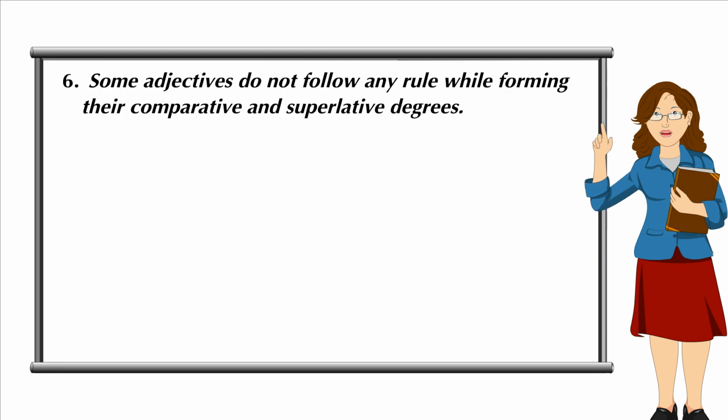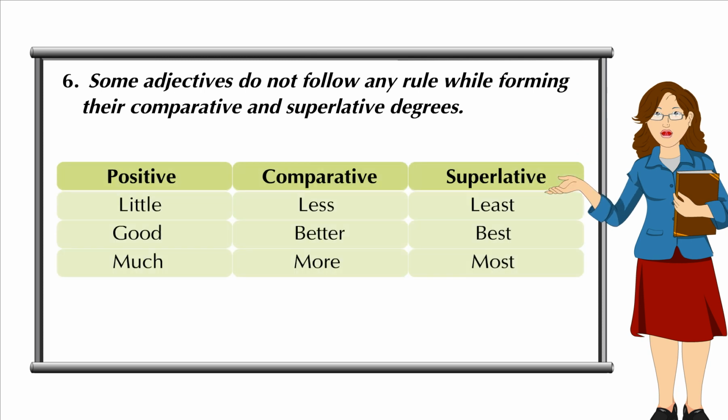6. Some adjectives do not follow any rule while forming their comparative and superlative degrees. Positive, comparative, superlative. Little, less, least. Good, better, best. Much, more, most.